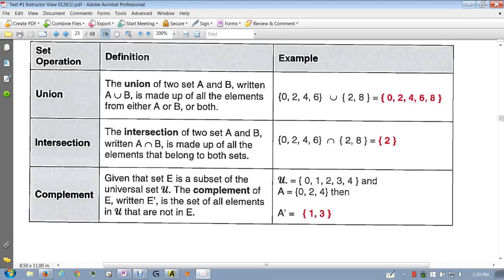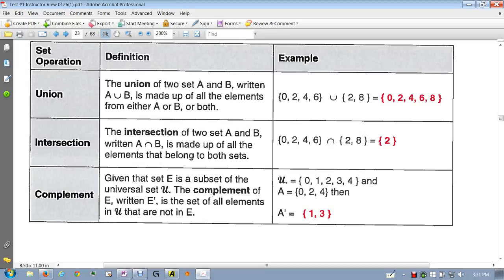All right. Given that a set E is a subset of the universal set U, so what do we mean by subset? You have a set of numbers. A subset is a set that is contained within that bigger set. So look at this right here as an example. Here's a universal set: 0, 1, 2, 3, 4. Those are the only things that belong to the universe, all right? The only things. Then you have A: 0, 2, 4. Do you agree that every element in A belongs to U? Like 0 is in U, 2 is in U, 4 is in U. So we would say A is a subset of U.